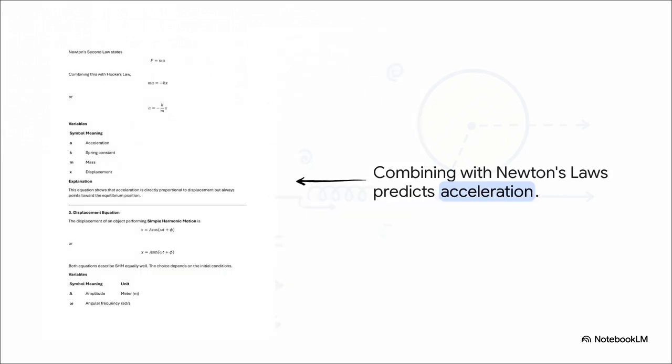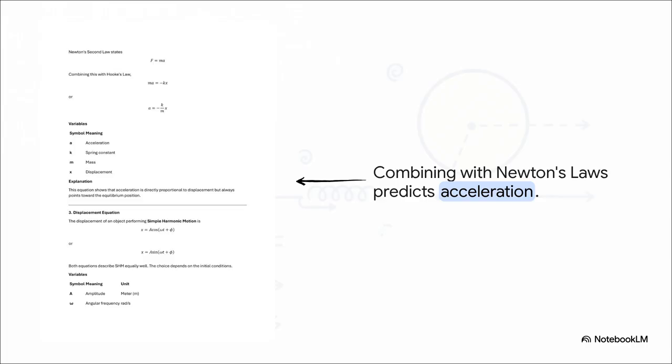Now, what happens when Isaac Newton's laws crash Robert Hooke's party? We suddenly have the power to predict an object's acceleration based entirely on its mass and how far it has traveled from the center. Newton told us force equals mass times acceleration. Hooke told us force equals negative k times x.